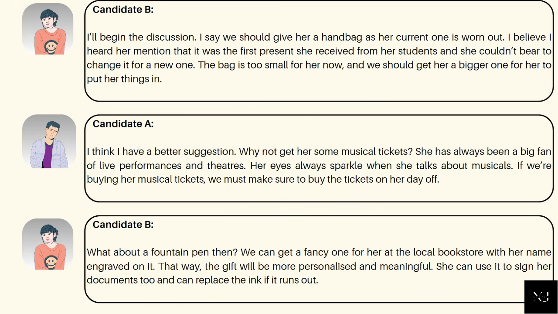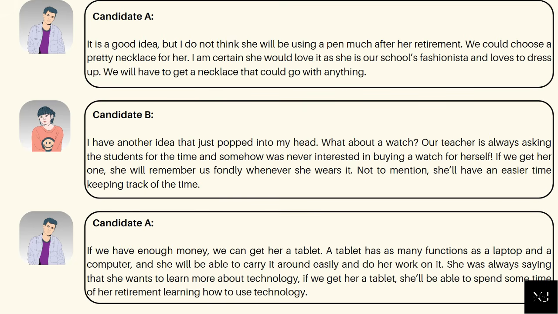What about a fountain pen then? We can get a fancy one for her at the local bookstore with her name engraved on it. That way, the gift will be more personalized and meaningful. She can use it to sign her documents too and can replace the ink if it runs out. It is a good idea, but I do not think she'll be using a pen much after her retirement.